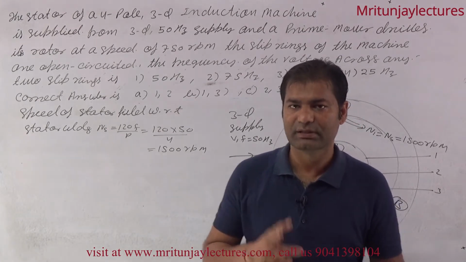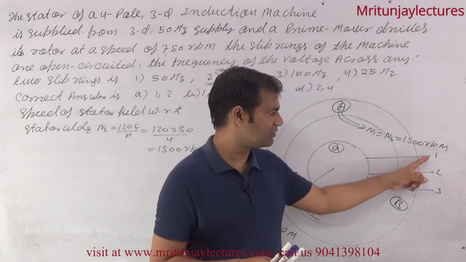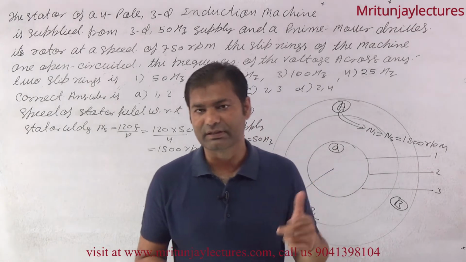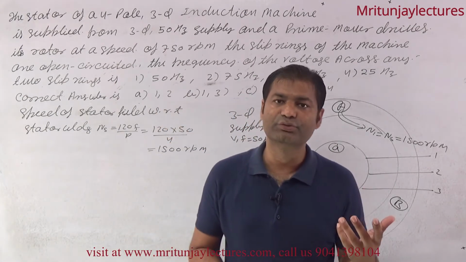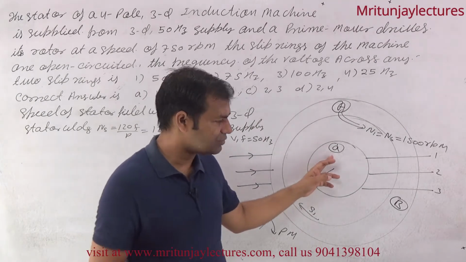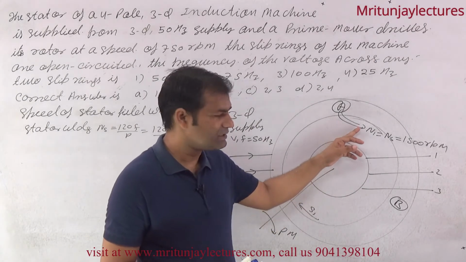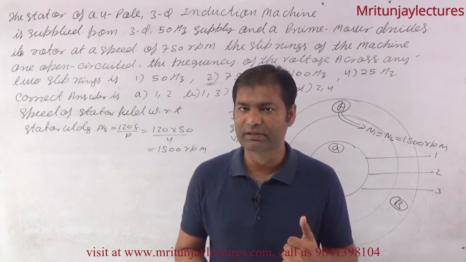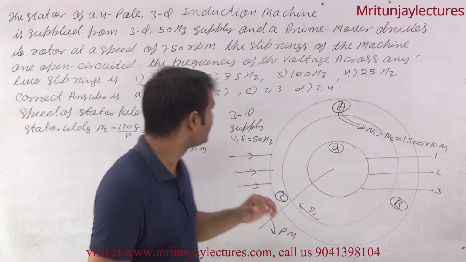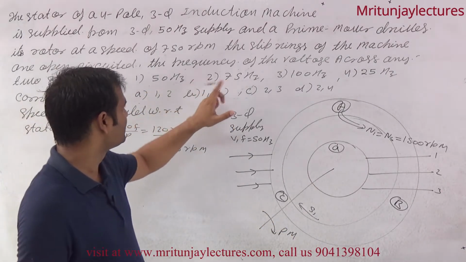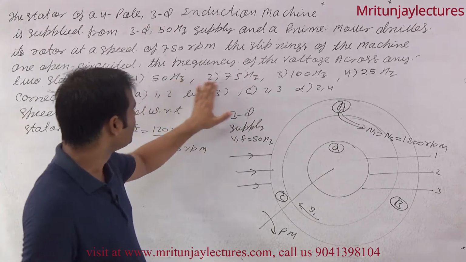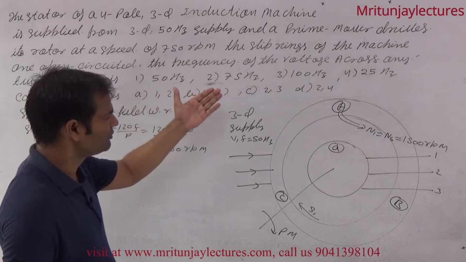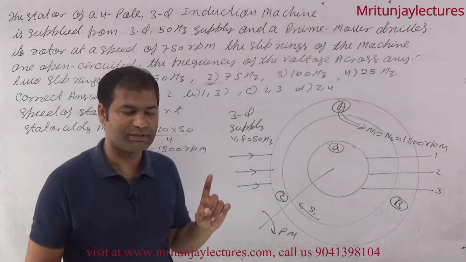There are two possibilities. That's why the relative speed is different in both cases. If the relative speed is different, then the induced voltage in the rotor winding with respect to the stator field is different, so we get different frequencies. Corresponding to the question, the frequencies given are 50 Hz, 75 Hz, 100 Hz and 25 Hz. Which one is correct? Clear what I am saying?